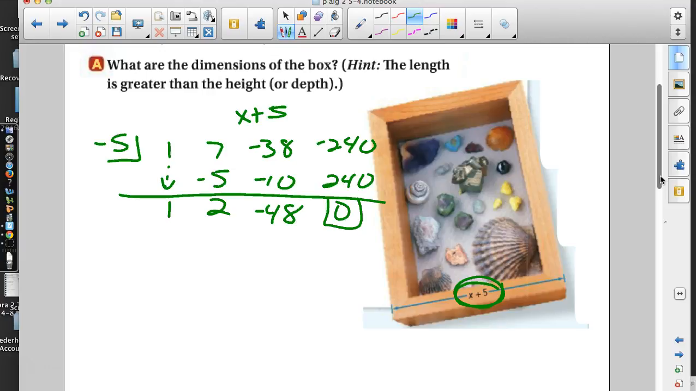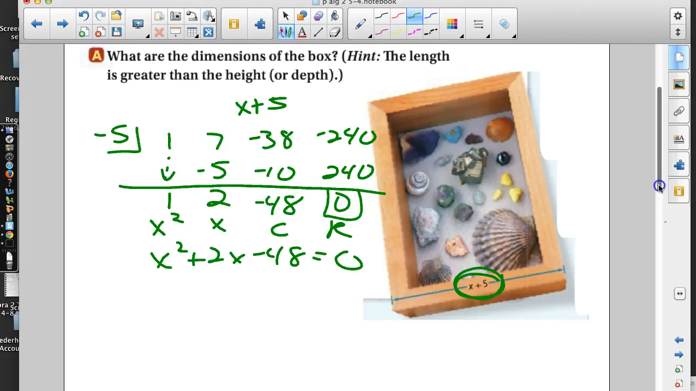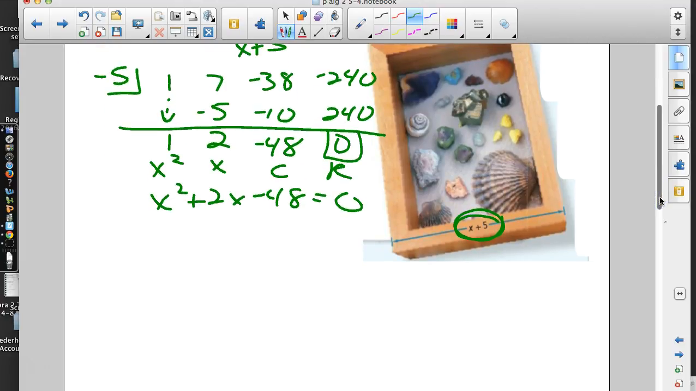Now we have to think about what we have left because they asked us for the other ones. So, remainder, constant, x squared. We have x squared plus 2x minus 48 equals, I think we can factor that. Let's see here. It's not greatest common factor. It's not perfect square trinomial, but I'm pretty sure we know two numbers that multiply to negative 48 and add to 2. 8 and negative 6. Well, those are the other dimensions.